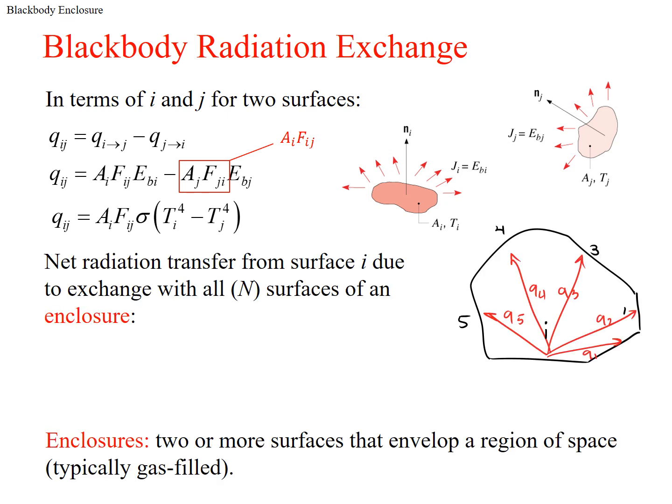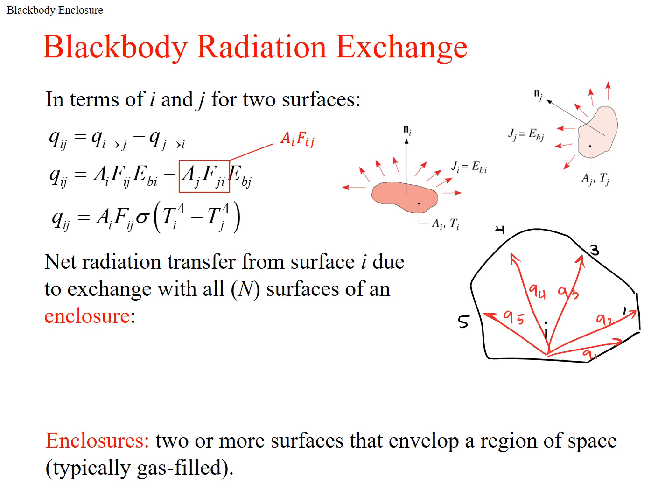Now what if we want to calculate net radiation transfer from surface i due to exchange with all the surfaces of an enclosure? The above relations are just the radiation between two surfaces, i and one of the surfaces that it radiates to or gets radiation from. But what if you're looking at the net radiation from surface i to all the different surfaces? This is something looking like what you see in the picture on the right.